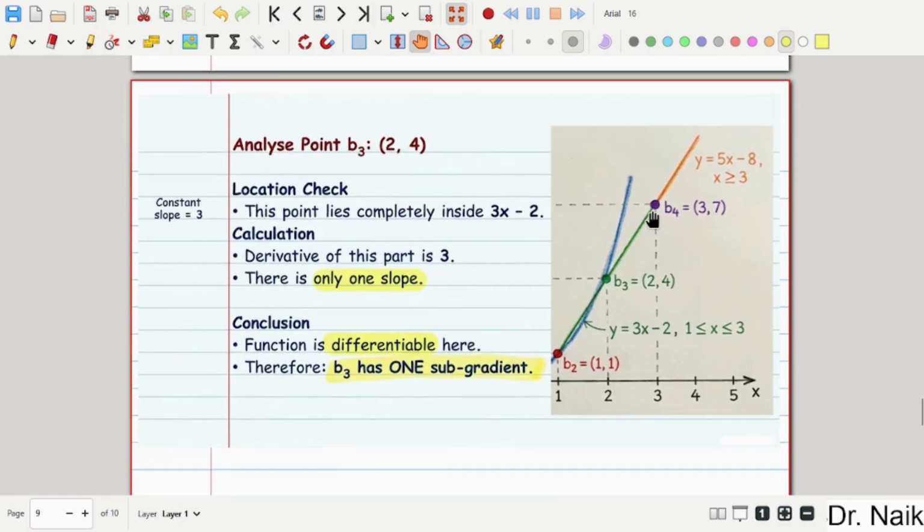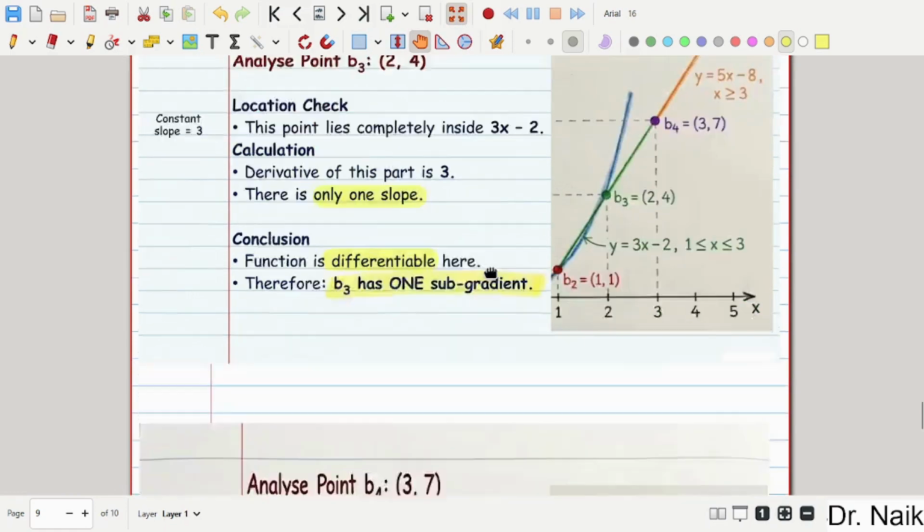Now analyze the point B3. B3 is the point 2 comma 4. It lies completely inside the green line, 3x minus 2, because x equal to 2 is greater than 1 but less than 3. So the function follows the equation y equal to 3x minus 2, and its derivative is 3. There is only one slope, therefore the function is differentiable here. So B3 has one subgradient.